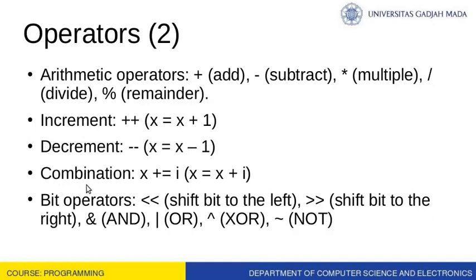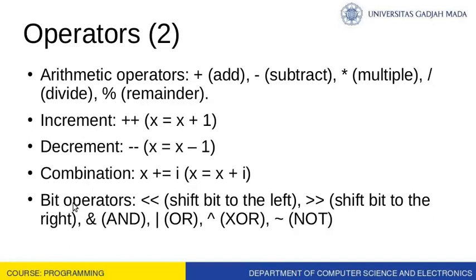And then we have combination operators, something like x plus equal i. This is equal to the expression of this. So x, whatever the value of x, will be increased by i. This is the long format for incrementing by i, and this is the short format or expression for increasing x by i.